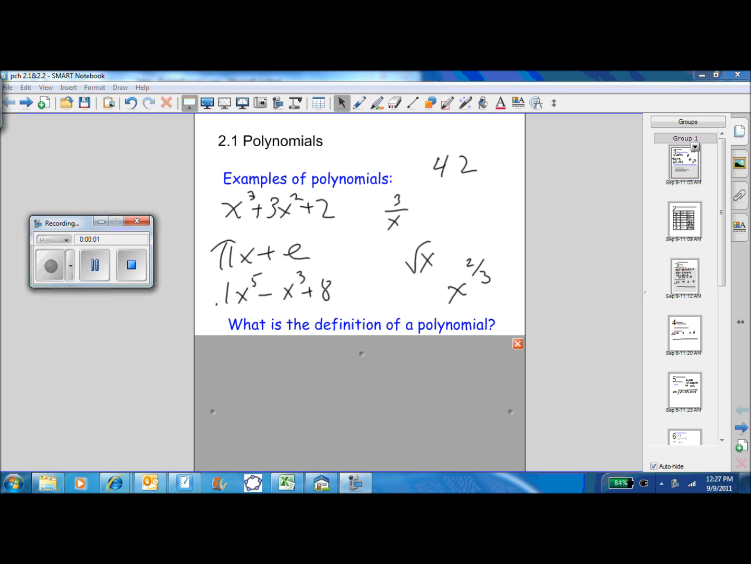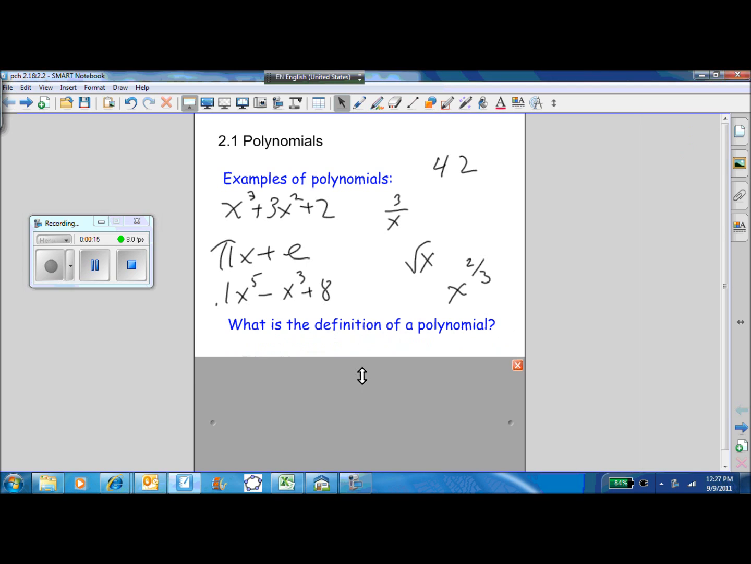Welcome, pre-calc honors students, to Chapter 2, where we review a lot of the ideas from polynomials and extend some of our skills. The following are examples of polynomials. Does this list look good? Are all these polynomials? Well, let's look at what the definition of a polynomial is.